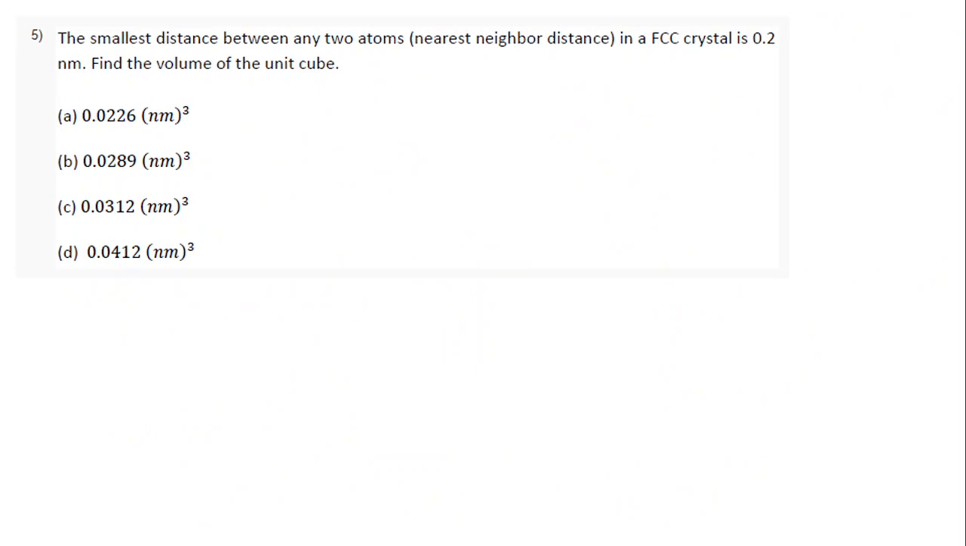The smallest distance between any two atoms in an FCC crystal. If they are saying the smallest distance, that means they are talking about the nearest neighbor, right? Because they will be nearest, and that's why the distance between them will be smallest. So this is two different ways of saying the same thing. The smallest distance between any two atoms, that is the nearest neighbor distance in an FCC crystal, is 0.2.